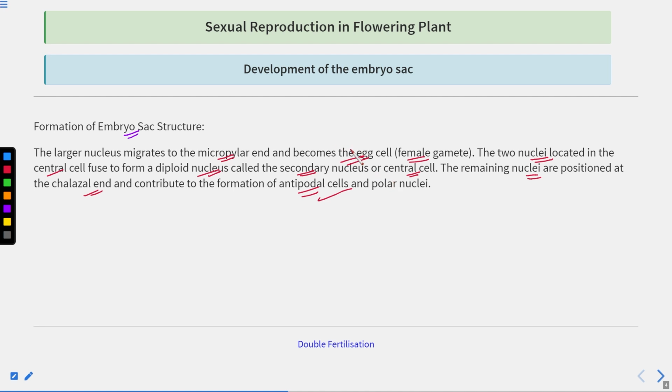Clear? And later on, in the mature embryo sac, the 2 polar nuclei fuse to form a diploid nucleus, which is also known as the secondary nucleus. Clear? And these 2 polar nuclei are located in the central cell. Clear?